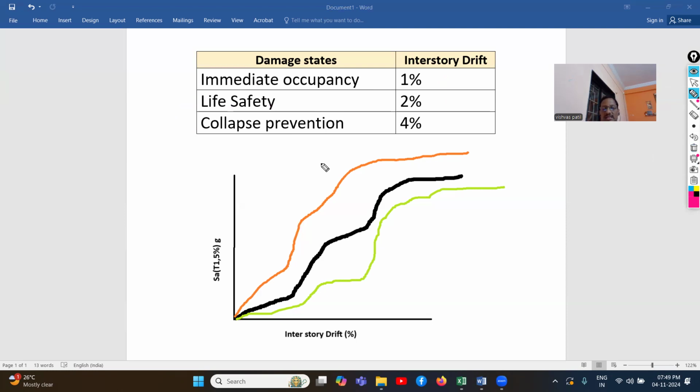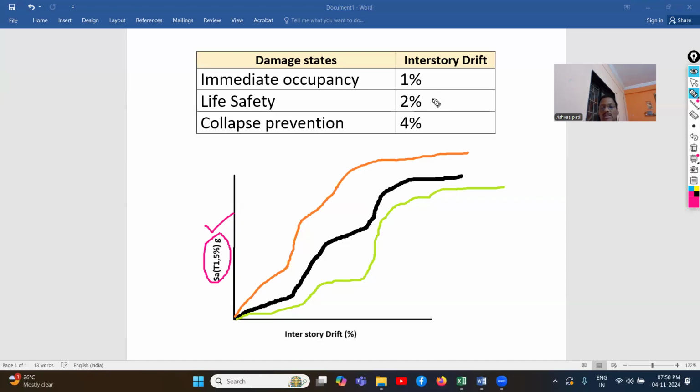Now, to construct a fragility curve, what we require is a spectral acceleration value. That is, we will construct a spectral acceleration based fragility curve. Why? Because the incremental dynamic analysis is done by taking spectral acceleration as the intensity measure. Therefore, we can develop fragility curves by taking spectral acceleration as the basis.